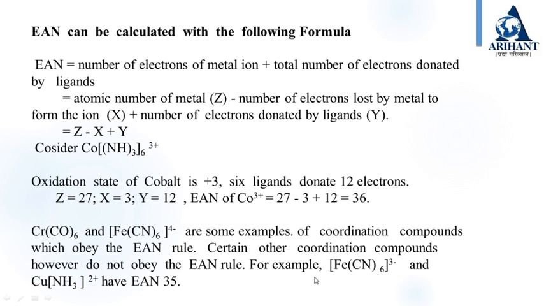Cr(CO)6 and Fe(CN)6 4- are some examples of coordination compounds which obey the EAN rule. Certain other coordination compounds, however, do not obey the EAN rule. For example, Fe(CN)6 3- and Cu(NH3)4 2+ have EAN 35.